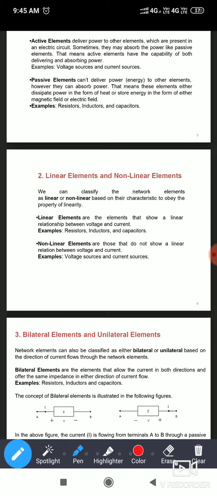So here examples voltage sources and current sources. So voltage sources, if you are plotting with respect to time, suppose this will be the voltage source, either it is constant, either it is decreasing, whatever it may be. Okay, but it is not a straight line passing through origin. So these all fall under non-linear elements. So especially we are dealing with linear elements throughout this chapter.